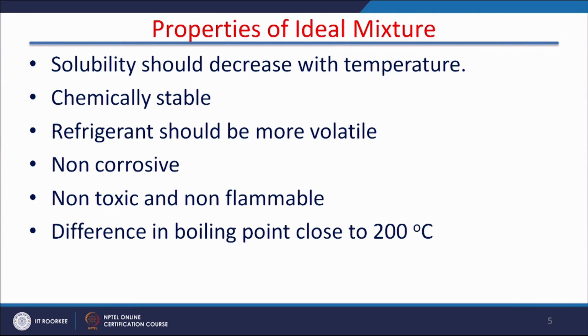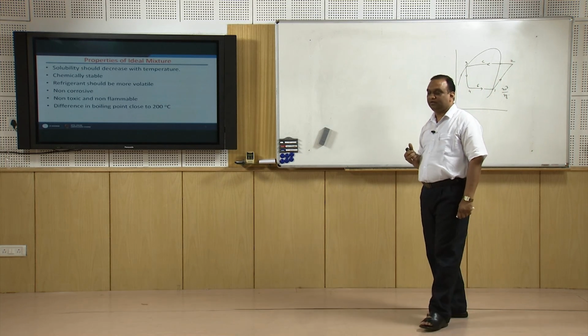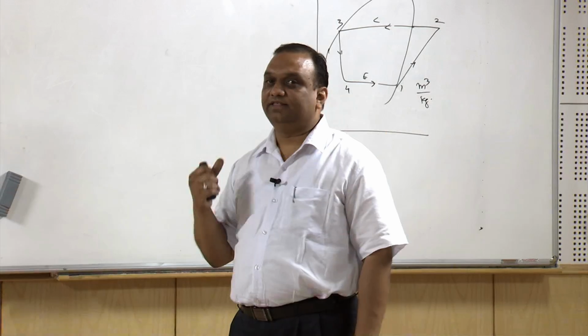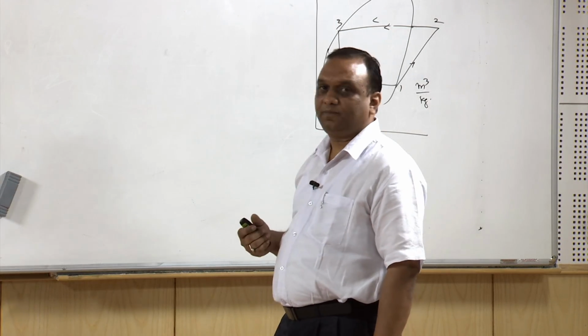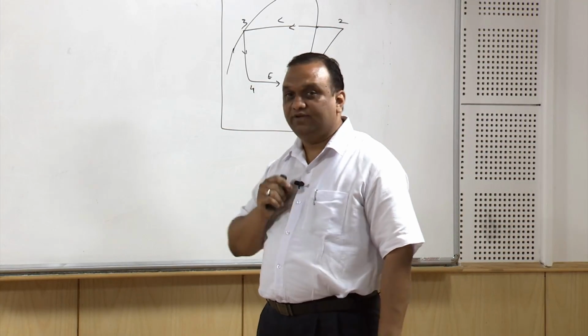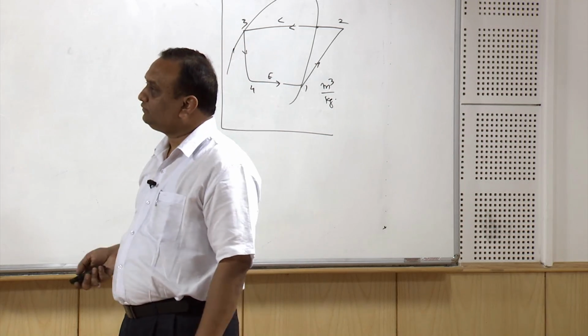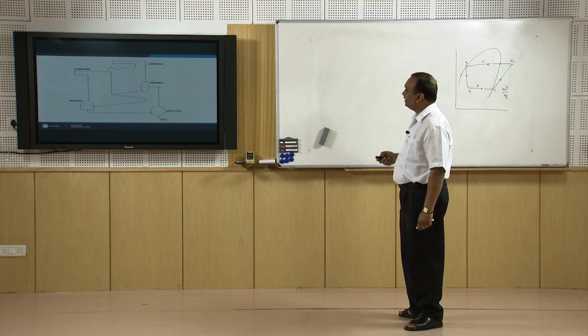The difference in boiling point between refrigerant and absorbent should be around 200 degrees centigrade. That we find in the case of the lithium bromide water refrigeration system. That is why in that system we do not require any rectifier, and when heating of the refrigerant takes place inside the generator, only water vapors are generated. So, this is the property of an ideal mixture.